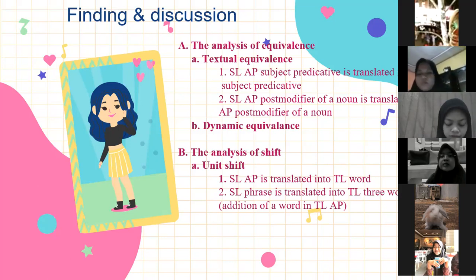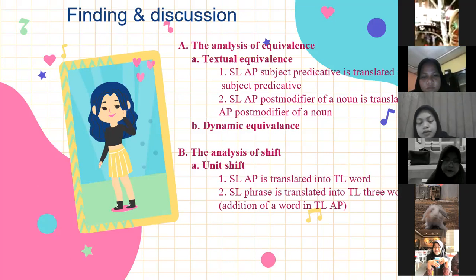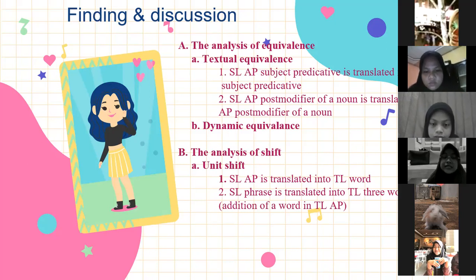Second, a source language adjective phrase, post modifier of a noun, is translated into a target language adjective phrase, post modifier of a noun. "So dense" modifies "a black hole" in the source language, whereas "yang begitu padat" changes to "lubang hitam" in the target language. Both phrases serve as post modifier for a noun and serve the same purpose in the same context.